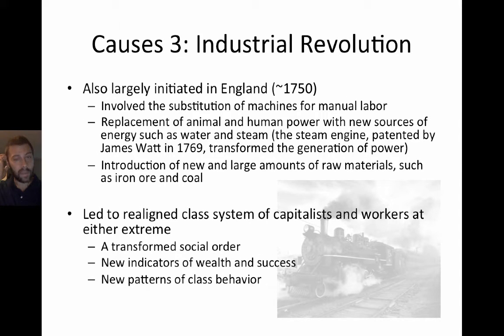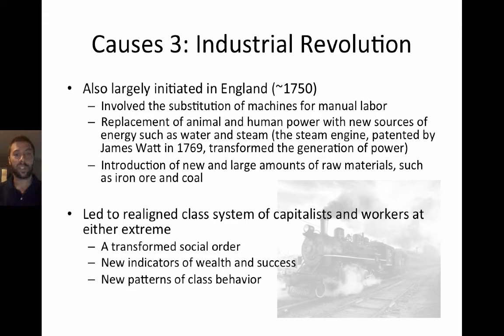So the third aspect is of course the Industrial Revolution, which also largely begins in England and then moves off into the other European states and into America. And what we see here is the substitution, especially of machines, for manual labor.